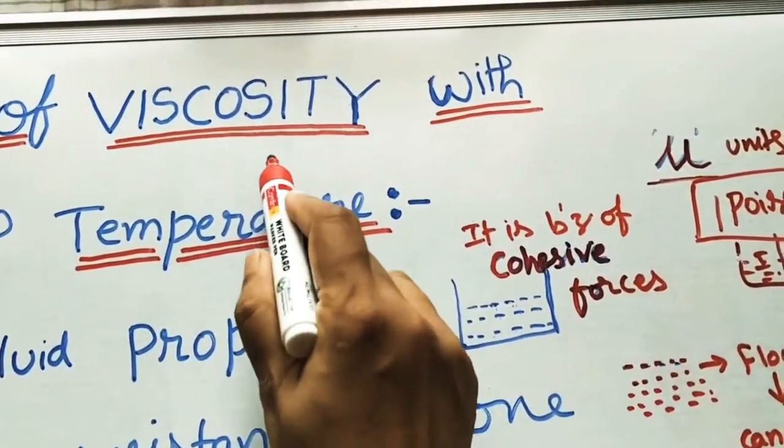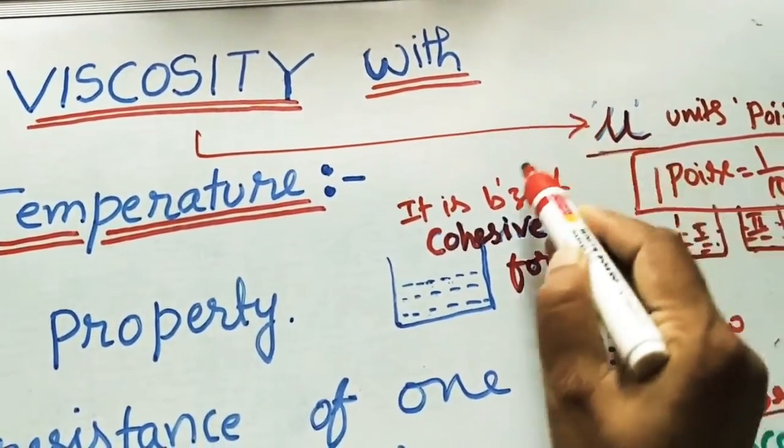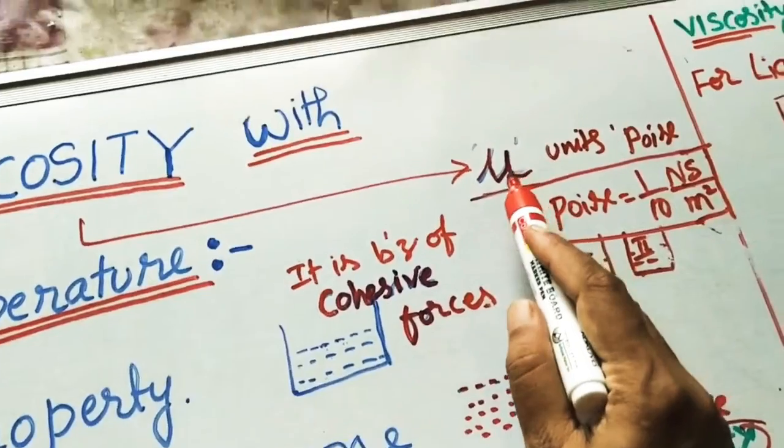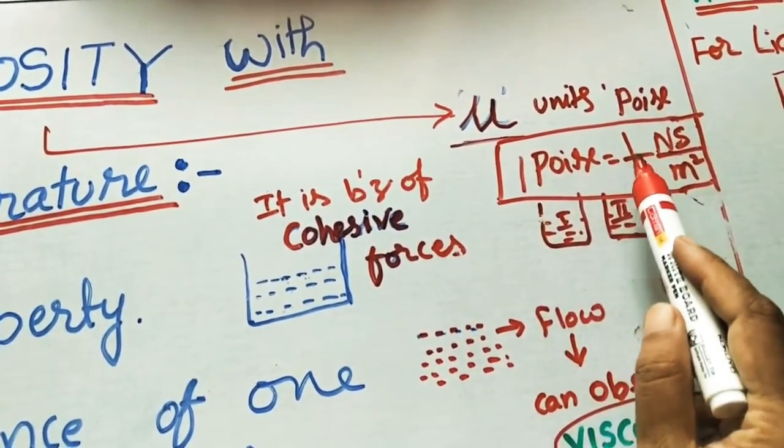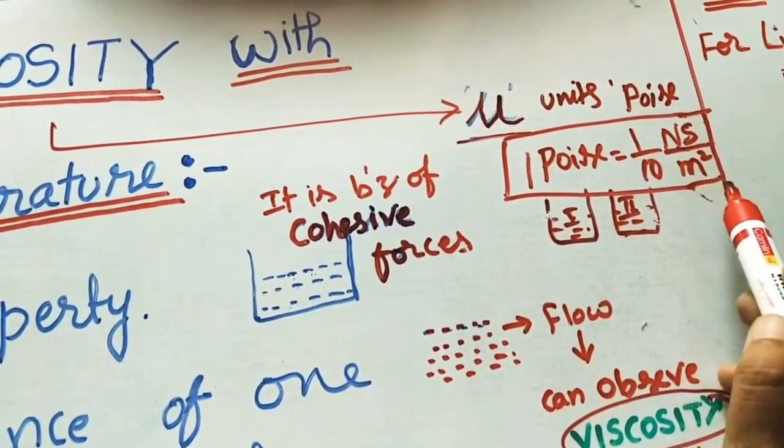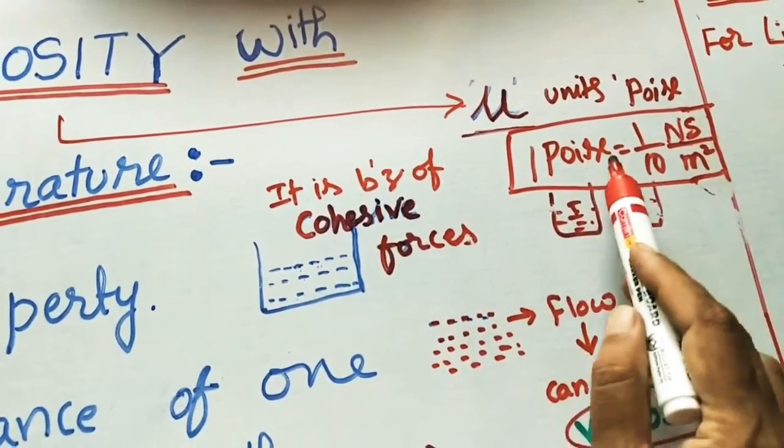For viscosity we are taking this symbol mu. Okay, it is also called dynamic viscosity, and the units are poise. So 1 poise is equal to 1 by 10 Newton second per meter square. Please remember this for dynamic viscosity.